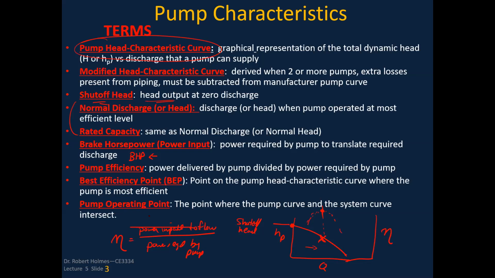And then the pump operating point is the point where the pump curve and the system curve intersect. We haven't talked about system curves yet, but we're going to look at a system, and you're going to compute the system curve. One is the pump head capacity curve, the other is the system curve. And where the intersection of those two occurs, that's going to be the pump operating point. And we're going to get to that in subsequent lectures.